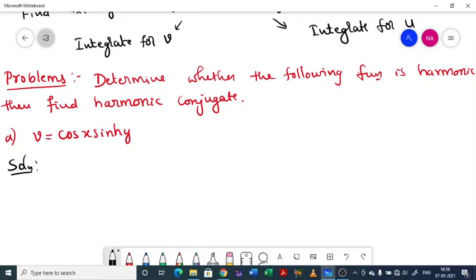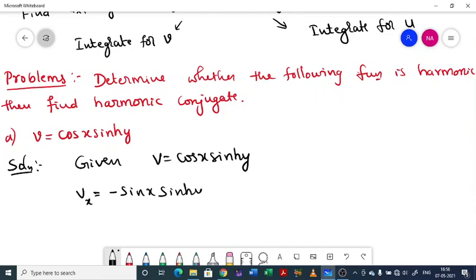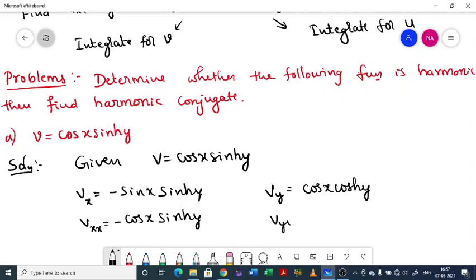Solution: given v equal to cos x sin hy, then vx will be minus sin x sin hy, and v double x will be minus cos x sin hy. Vy will be cos x cos hy, and v double y will be cos x sin hy.